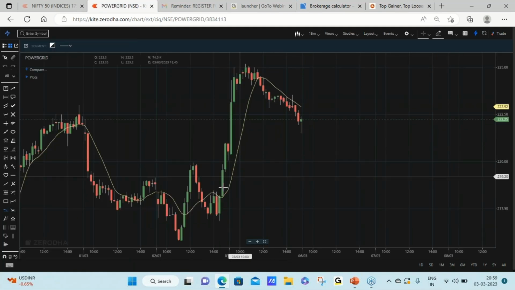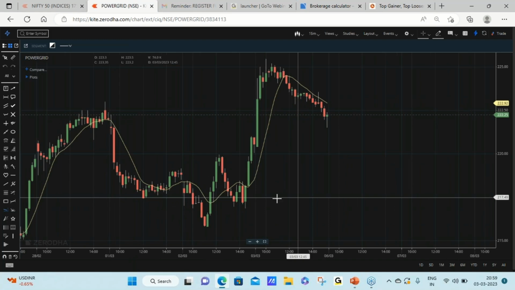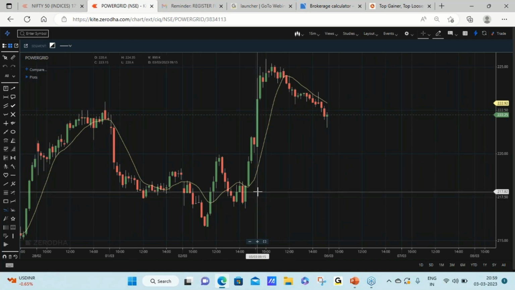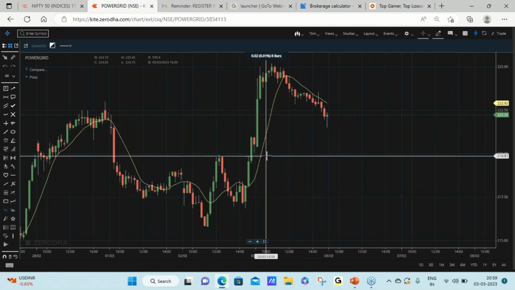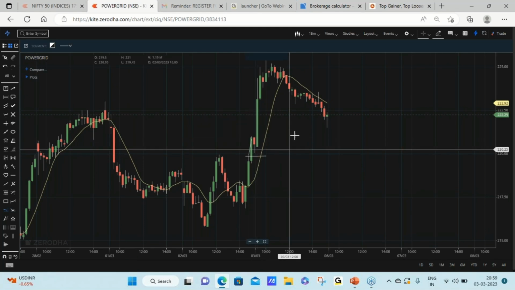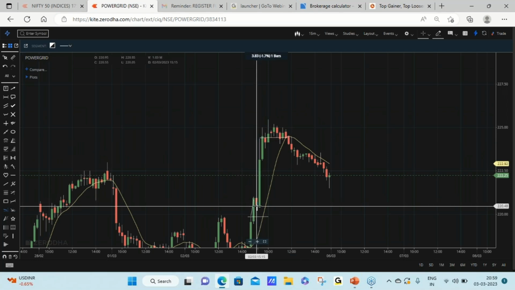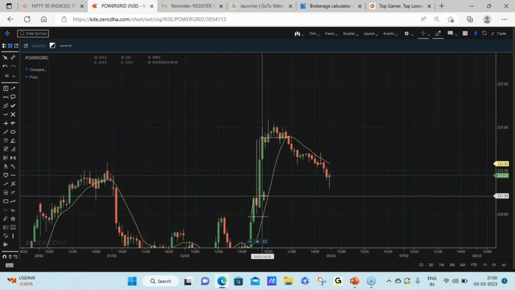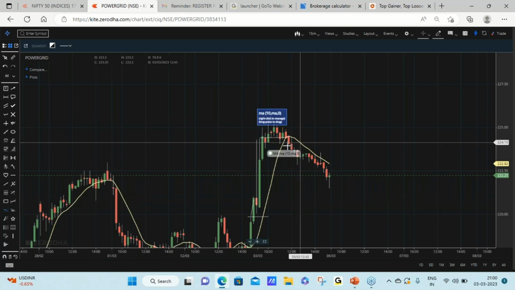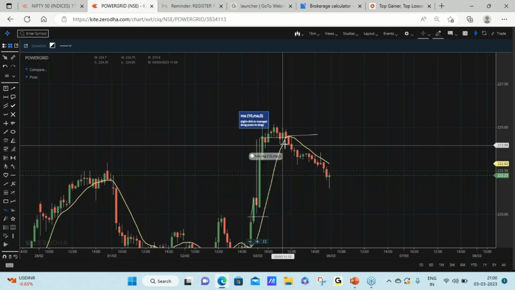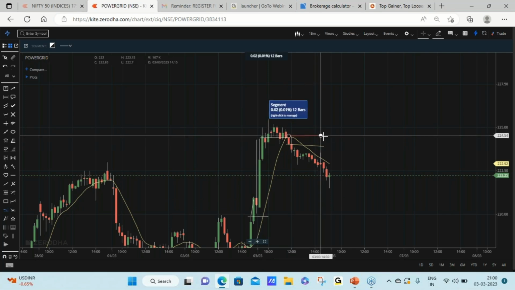See Power Grid. You could have taken 2 trades in Power Grid. I'll tell you how. See, since yesterday it was bullish. Yesterday only the candle closed above the 10 SMA. The high was breached, right? But this is the first candle. Whenever the first candle is beyond 1.5%, please do not trade because a major movement has happened. Then at least what happened later, the candle closed below the 10 SMA after the bullish movement. Yes or no?